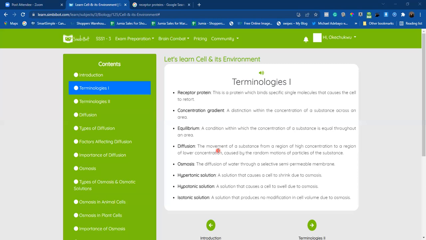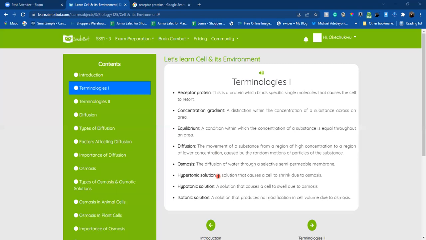Substances move from where they are highly concentrated to where there is low concentration, triggered by random movement of particles of the substance. So osmosis is the diffusion of water particles, the movement of water through a selective semi-permeable membrane. So when we go into discussion, into details on osmosis, you will get to understand how these waters move. All right. Then hypertonic solution. Hypertonic solutions are solutions that cause a cell to shrink.